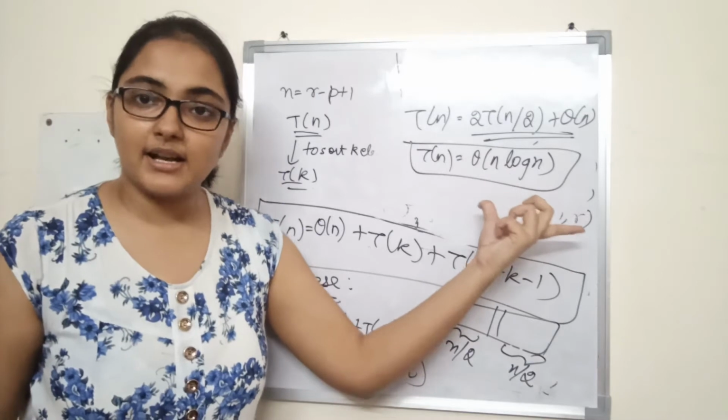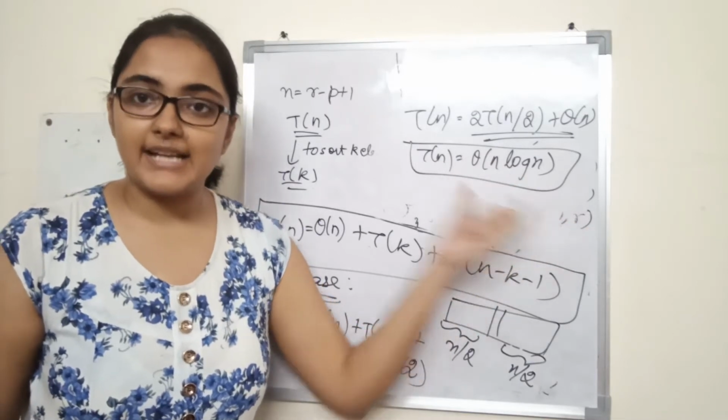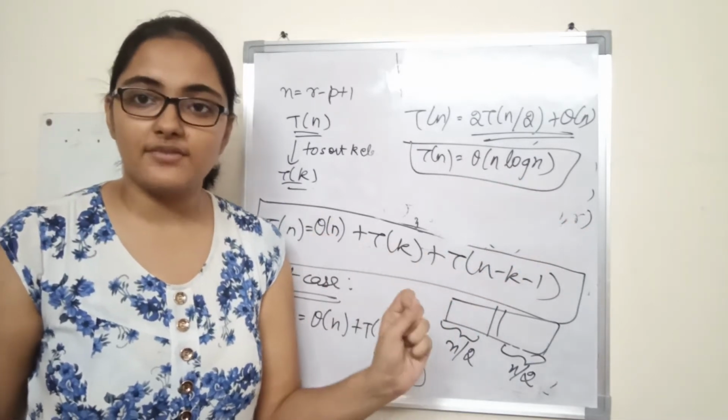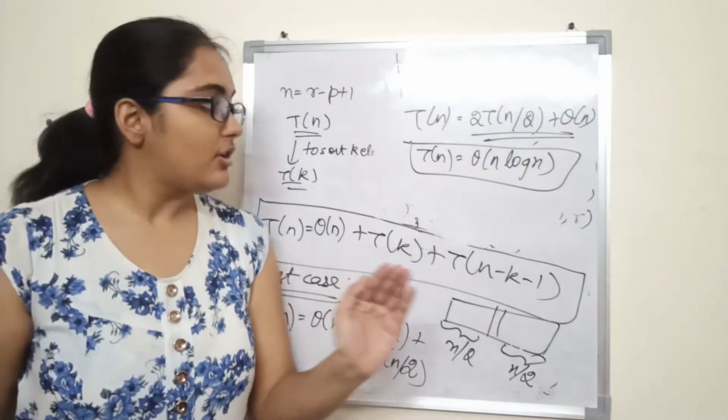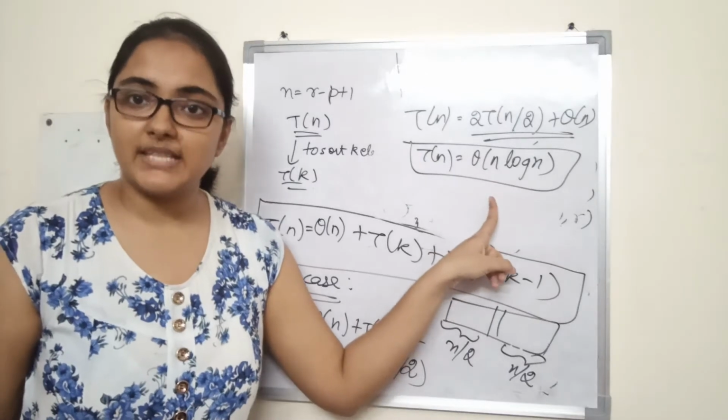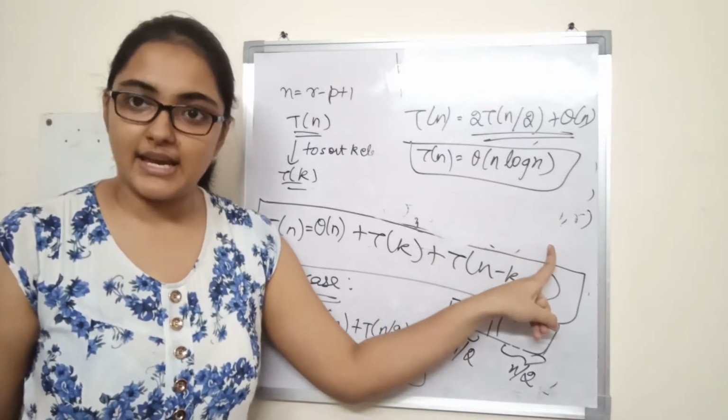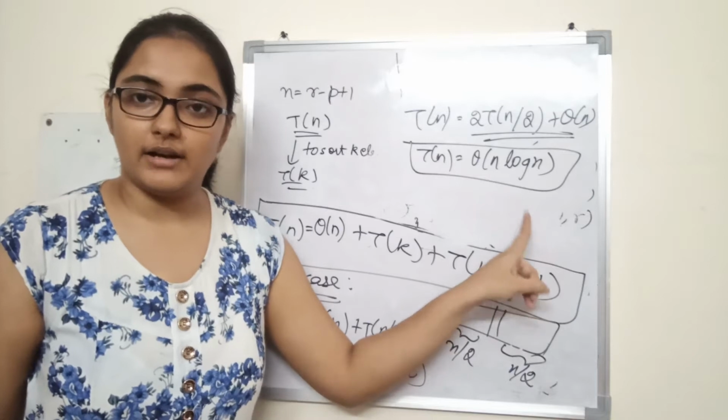When does the best case occur? When the partition function divides the array into two subproblems, each of size n by 2, almost n by 2 plus or minus 1. So in that case, the time complexity becomes theta of n log n. That is the best case of the quicksort algorithm, right?